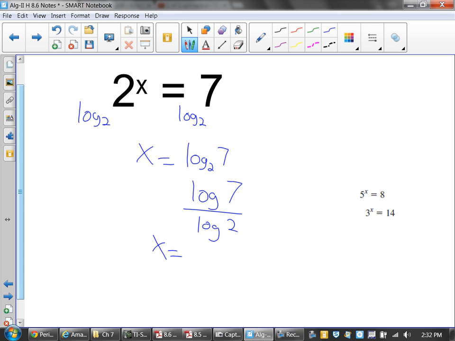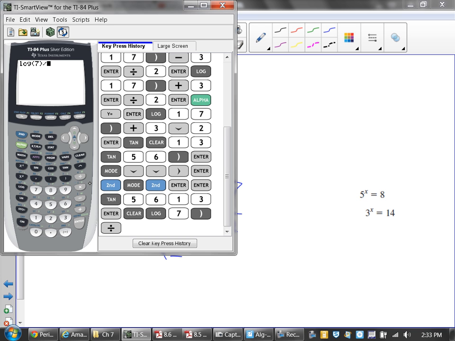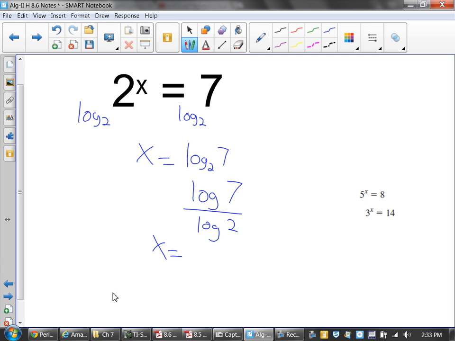What happens here, and this is a good question, when you type this in your calculator, when you hit the log button, what opens up? Which means what do you have to close? You just have to close it and divide it by the log of 2. You just have to close those parentheses, and that'll give you your answer. 2.81. You round everything to 2 decimal places, please. Okay? So x is going to give you 2.81.